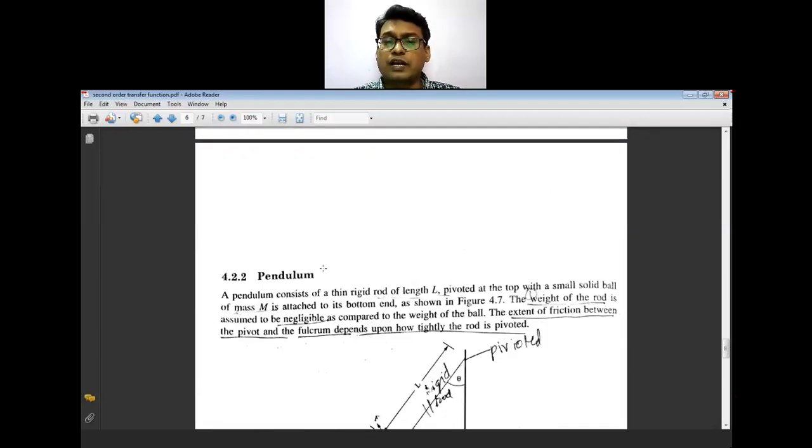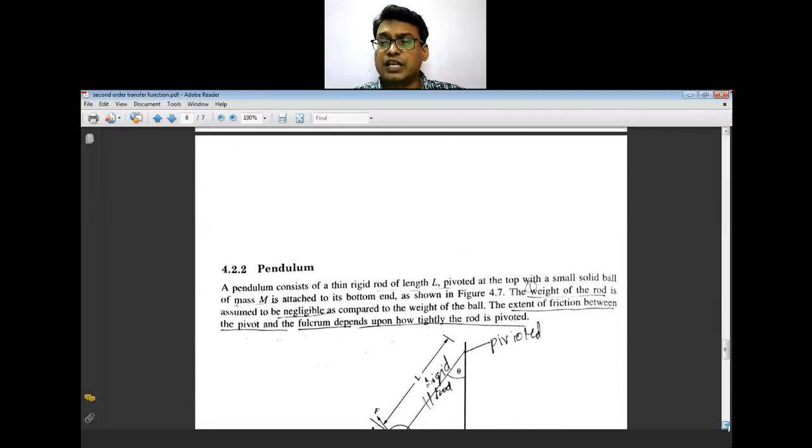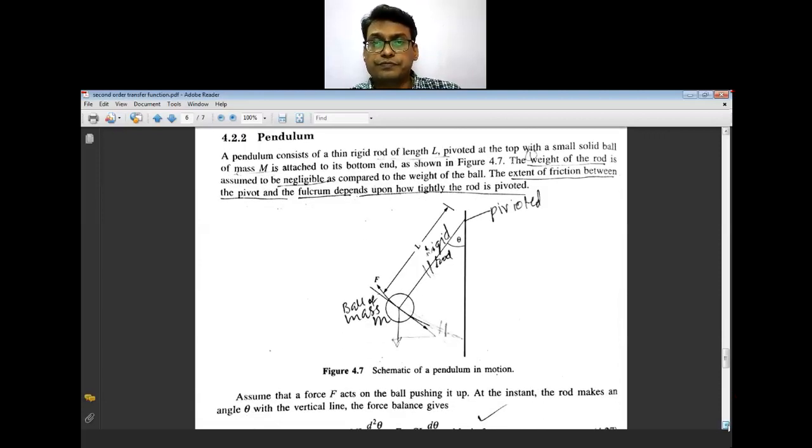So similarly, we will also consider the third, that is related to the pendulum. A pendulum consists of a rod which is attached to the vertical fulcrum so that it is pivoted at this point. The weight of the rod is assumed to be negligible. The extent of friction between the pivot and the fulcrum depends on how tightly the rod is provided.